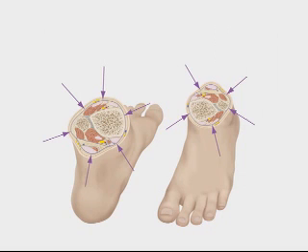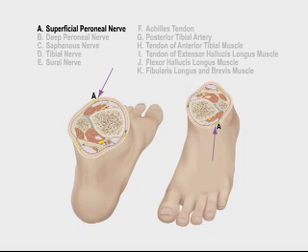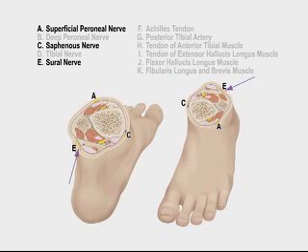From this image, it can be seen that there are 3 nerves that are superficial to the fascia, which is represented in a purple line in this image and is indicated by the arrows. These nerves are A. the superficial peroneal nerve, C. the saphenous, and E. the sural nerves. Note that the names of all 3 of these nerves start with the letter S.